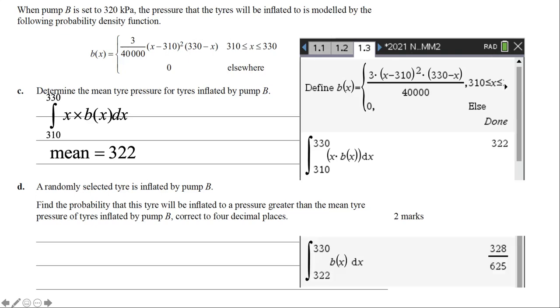Even though this is an exact value, we still want to write it in decimal form, correct to 4 decimal places. If you press Ctrl Enter on your CAS calculator, you will get a nice number, 0.5248, exactly 4 decimal places. This is an exact decimal answer.